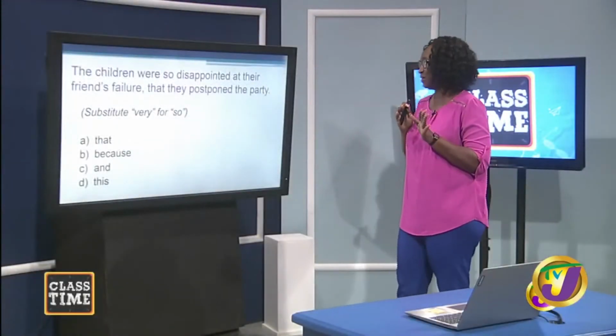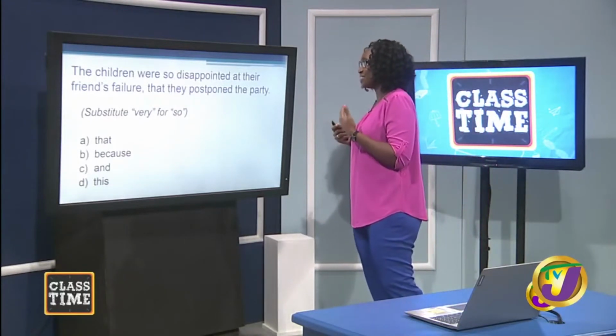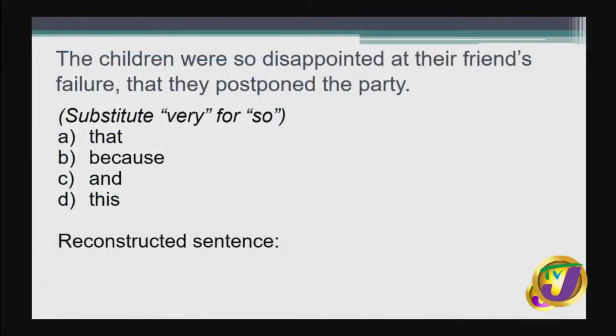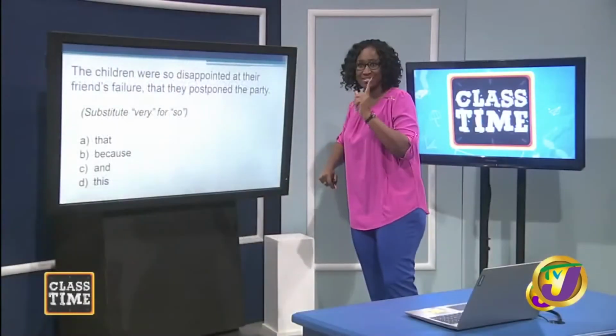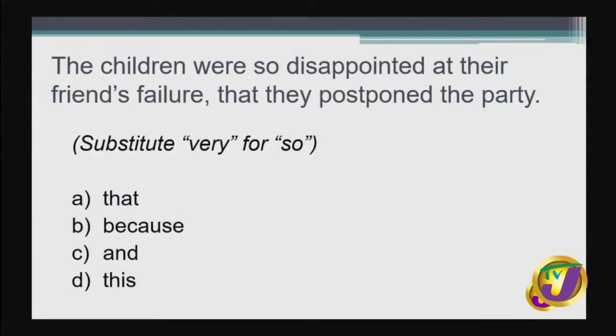So here's our next one. The children were so disappointed at their friend's failure that they postponed the party. How many of you would do that? You postpone the party because your friend failed and you're disappointed. All right, now for this one, we're not starting the sentence with a new phrase. We're going to include a different phrase in the sentence. So it says you're to substitute very for the word so. So where is very in the sentence now? Sorry, where is so in the sentence?